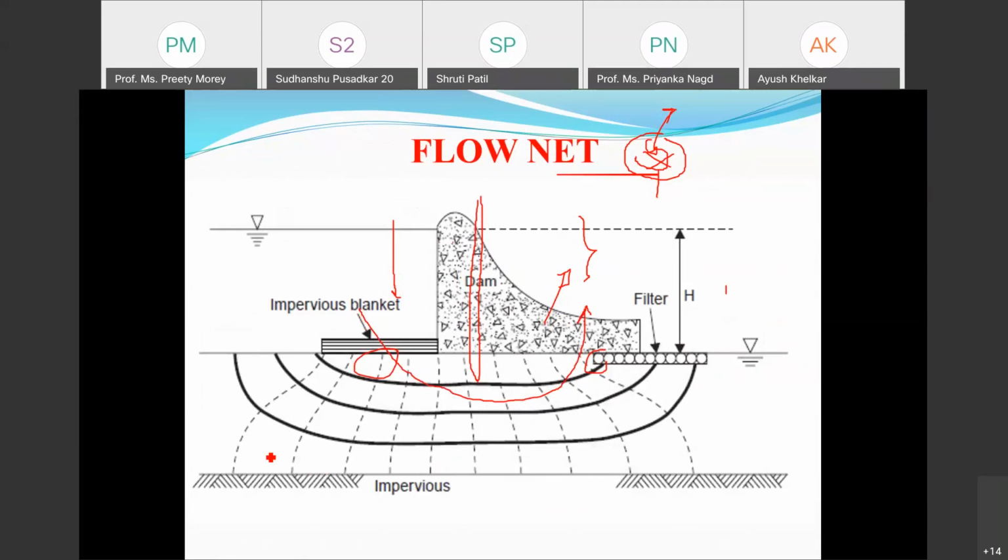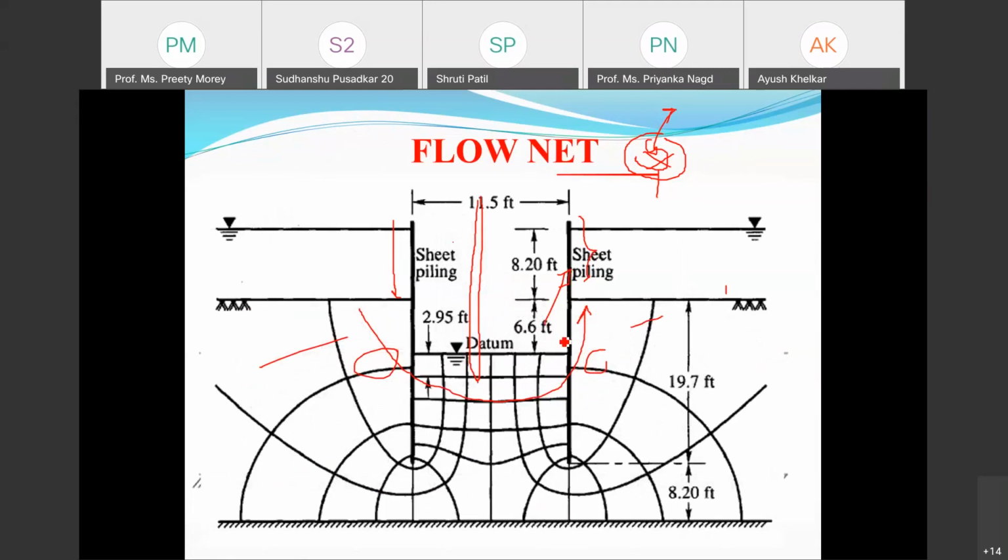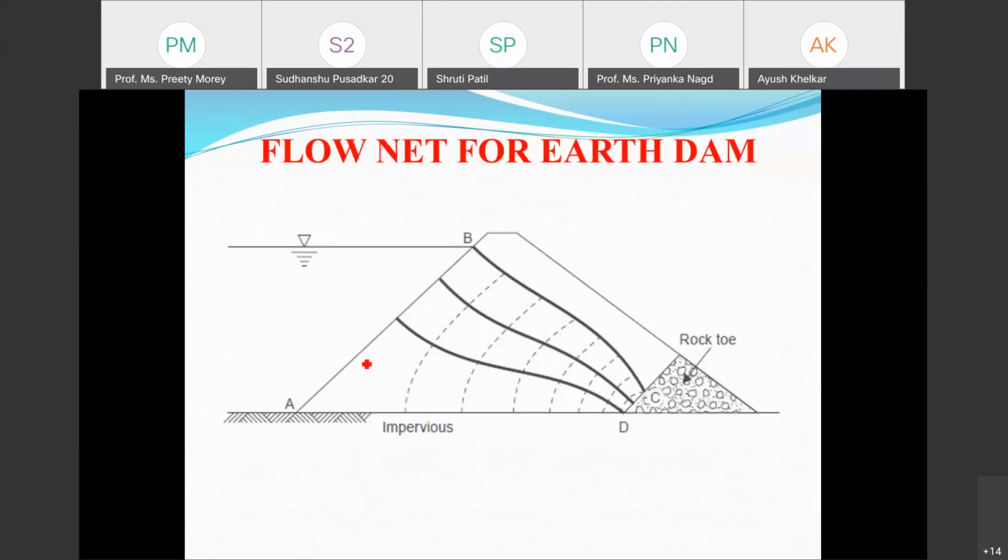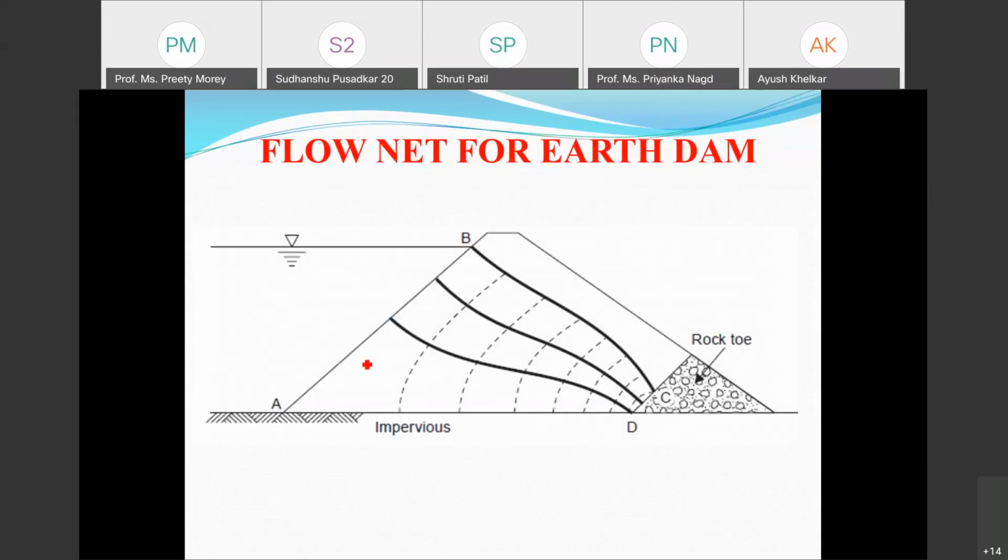This is another diagram showing an impervious base, and there is a filter on this side. These are double sheet piles, which show double flow lines again. Once I draw this flow net, I can measure the seepage through the particular medium. Say this is for the dam. This is the soil mass, and the water is retained here. The water retained here will pass through the body of the dam, and how the water is taken out is another important aspect.